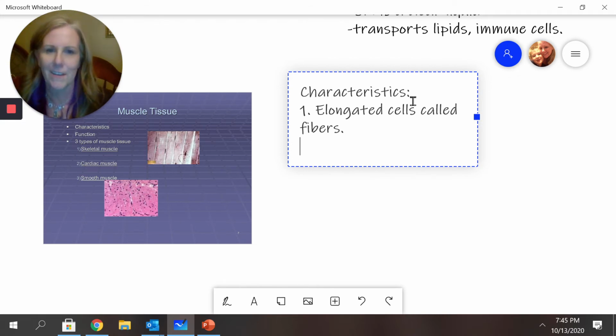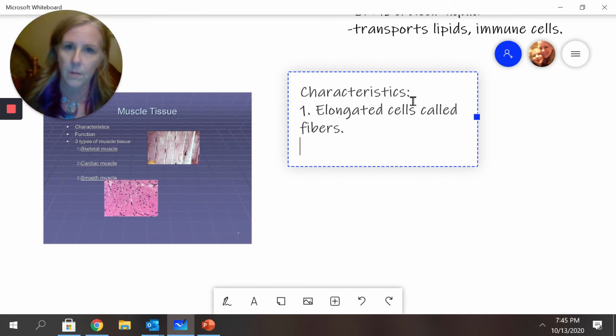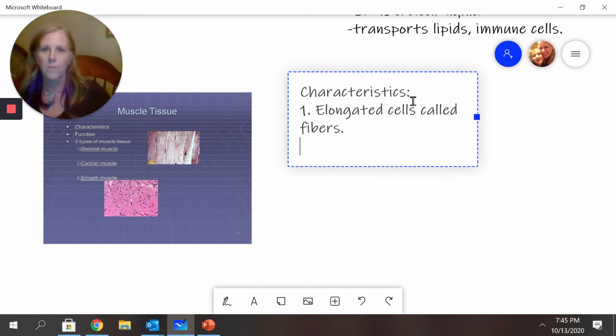One characteristic of muscle tissue is that most of the muscle tissue has these elongated cells. They're so long that when they first started looking at them, they thought they were fibers. Fibers are long and skinny, and these cells were long and skinny, so that's how they got their name. I kind of toggle between calling them muscle cells in the beginning to calling them muscle fibers, and later on, you'll only hear me say muscle fibers.